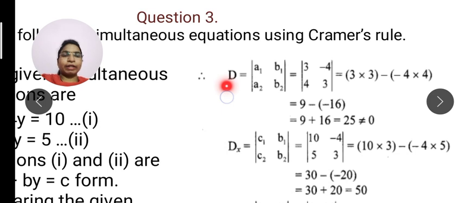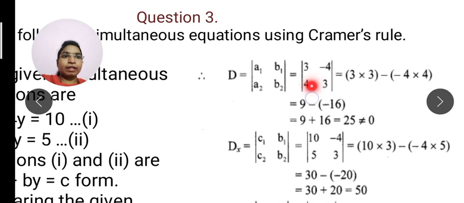Now D, how to find it? When you are finding D, the determinant, skip c1 and c2. Just write the first column, that is the coefficients of x from both equations. Then the second column is the coefficients of y from both equations.